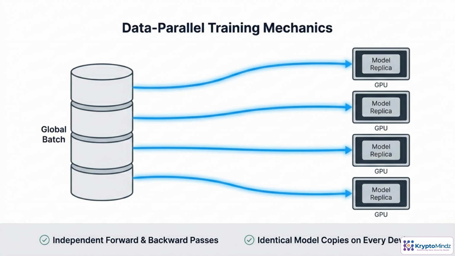Data parallel training is about splitting the data, not the model. You keep an identical copy of the model on each GPU. The global batch is divided into per GPU mini batches, and each device processes its chunk independently, running its own forward and backward pass. At the end of the step, gradients from all devices are averaged and the shared weights are updated. So adding GPUs mainly lets you increase batch size and throughput, while keeping the model definition unchanged.